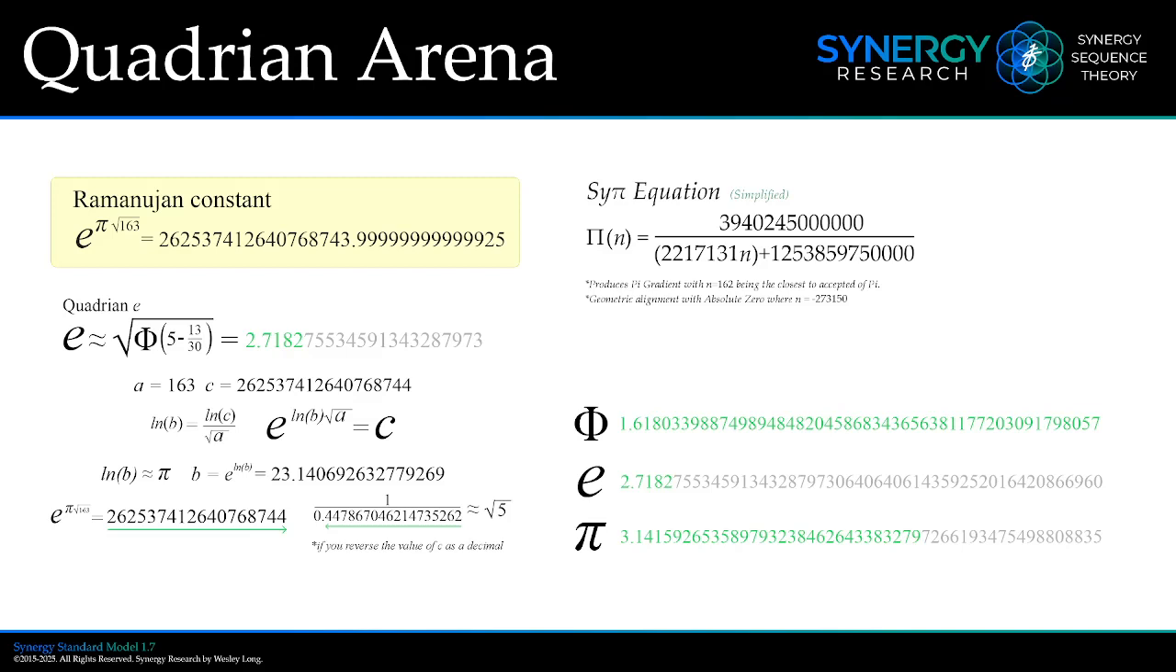This is not a collection of coincidences. This is what happens when geometry becomes language and mathematics becomes architecture. This is the final face of the Quadrian Arena, not just a model of space and mass, but a cathedral of number, where even pi bows to structure.